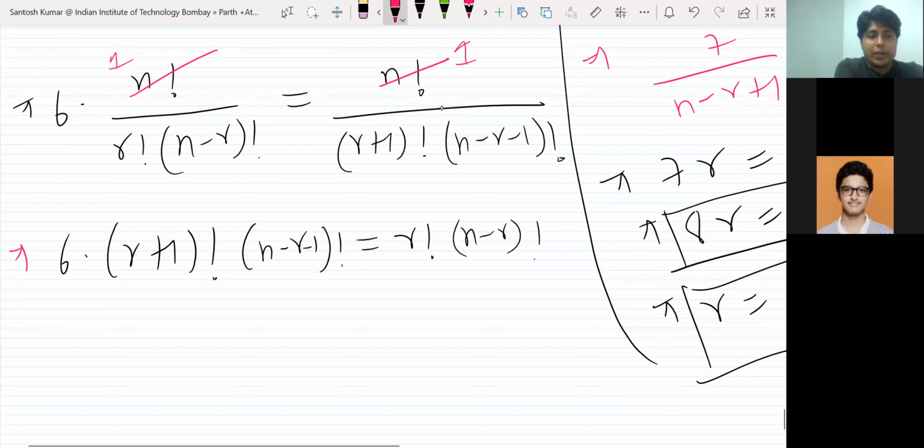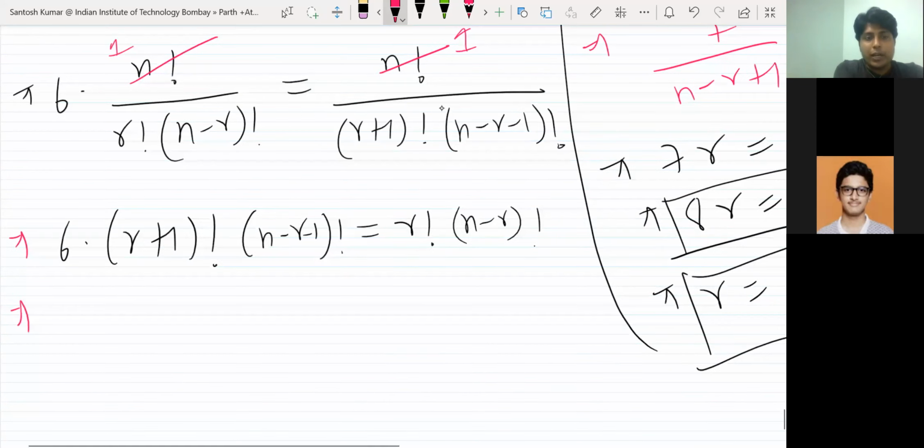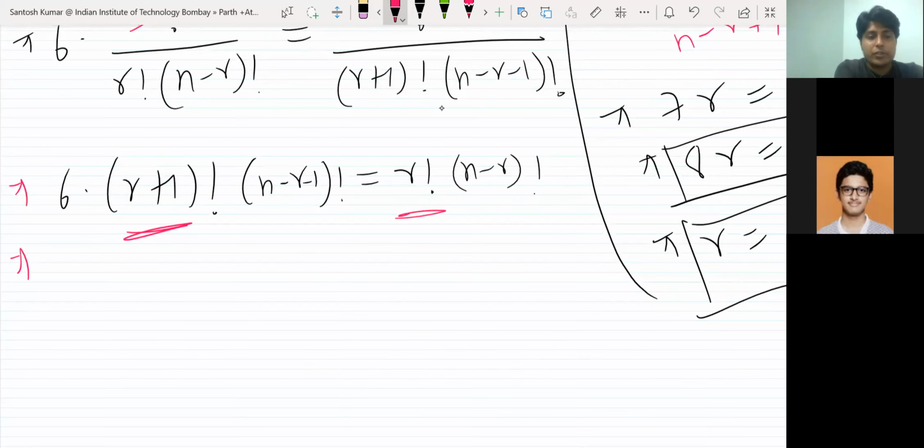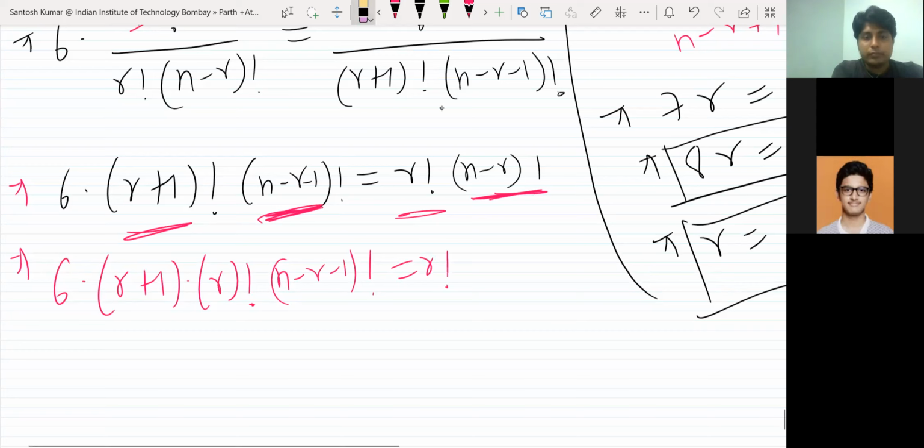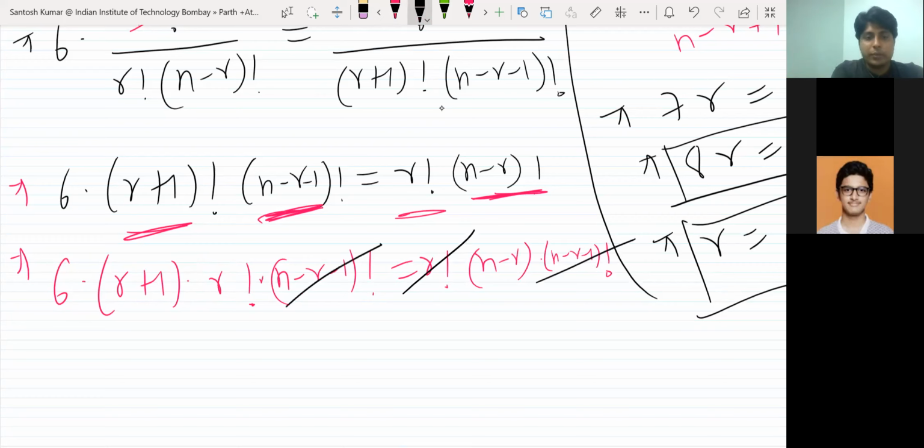Similarly, you have to break the larger number into the smaller factorial. So like r plus 1 and r. So r plus 1 is larger. So r plus 1 factorial can be written as r plus 1 into r factorial, and n minus r minus 1, n minus r. So n minus r is the larger one. So keep the n minus r minus 1 as it is in factorial, r factorial as it is. So this bracket can be removed. Okay. Now n minus r into n minus r minus 1 factorial you can do.